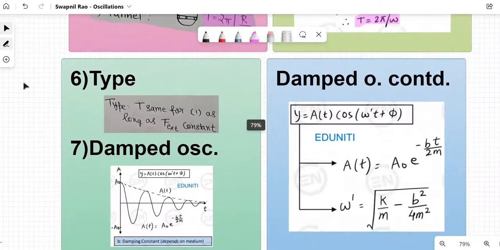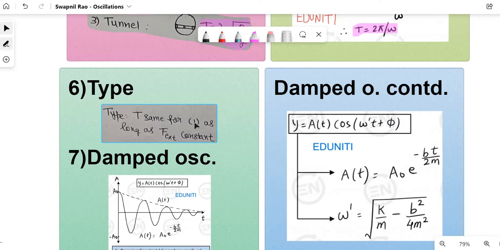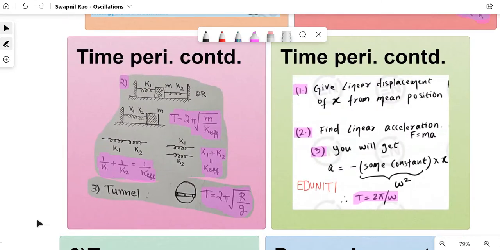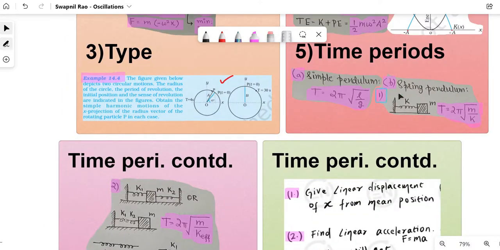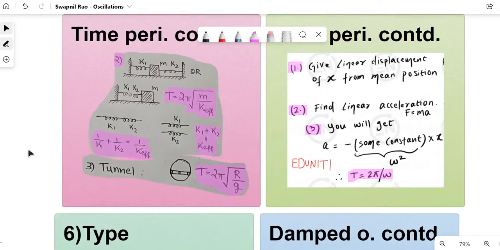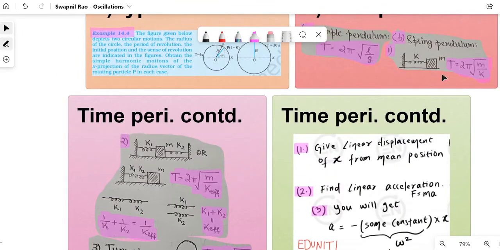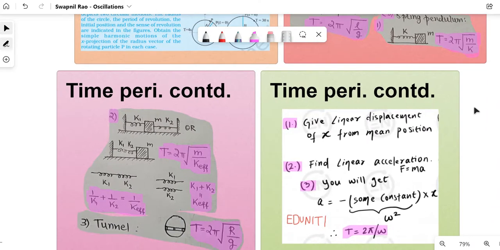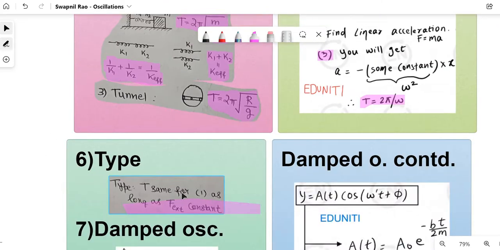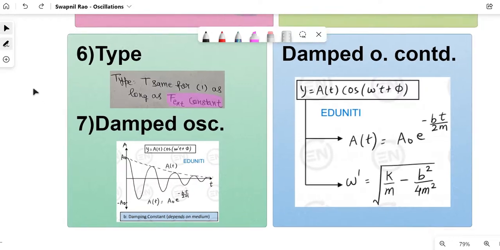As I've mentioned above, in case number 1, under spring pendulum, the time period will be the same, which is equal to 2 pi under root m by k, as long as the external force is constant. If you're wondering what this means, sometimes they might give the same setup kept on an inclined plane and ask what the time period is. You have to note the time period will be the same, because on the block there will be mg sine theta acting downwards, which is a constant force. As long as the external force is constant, the time period will be the same. That's a point you have to keep in mind.